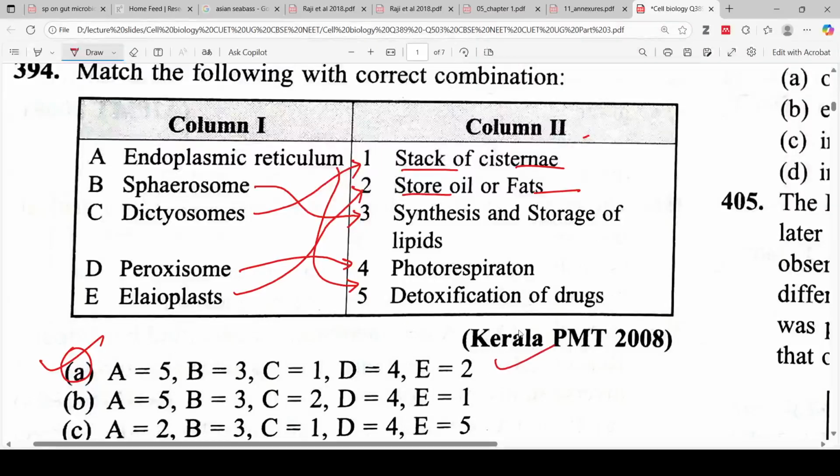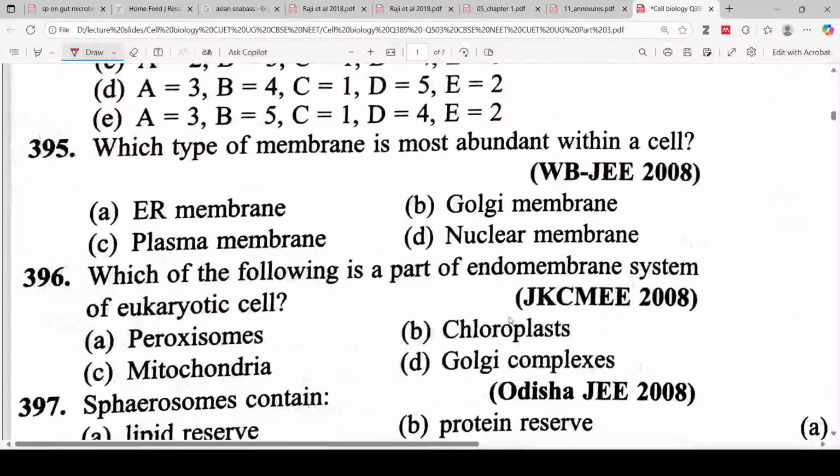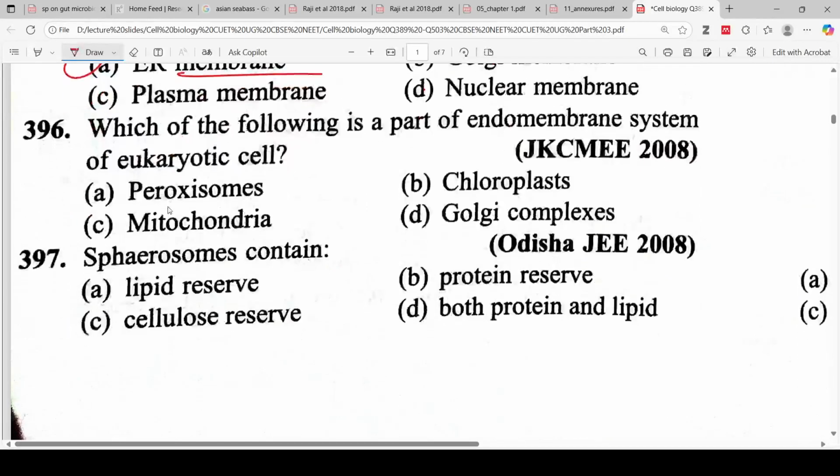Next question. Which of the following membranes is most abundant within a cell? Endoplasmic reticulum membrane, plasma membrane, Golgi membrane, and nuclear membrane. So the correct answer will be option A, endoplasmic reticulum.